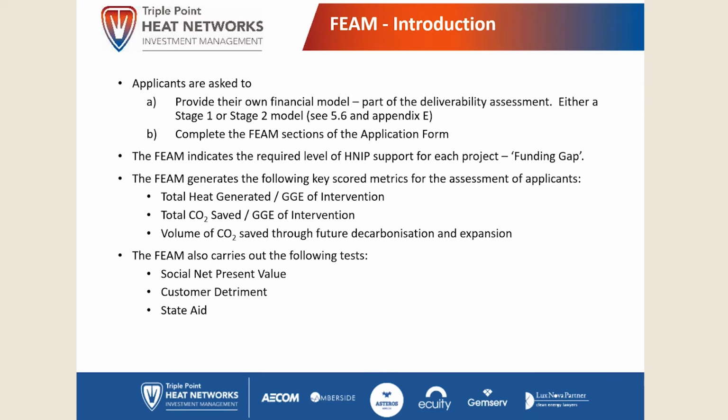So the financial economic assessment model is a model that was built bespoke for this application process, and it generates the metrics for three of the four scored metrics. There are four scored metrics in the application process, total score out of 100. The four scored metrics give an application an overall score, and then applications within a funding round are ranked in accordance with the score. So the three scored metrics that the FEAM generates are the total heat generated divided by the gross grant equivalent to the intervention.